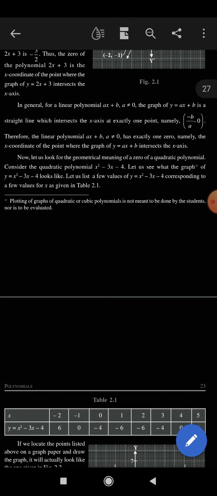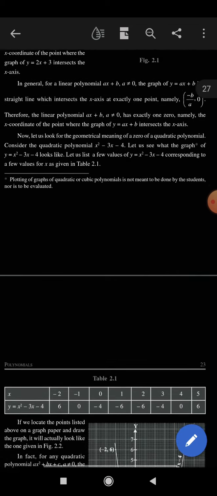In general, for a linear polynomial ax plus b, where a does not equal 0, the graph of y is equal to ax plus b is a straight line which intersects the x-axis at exactly one point, namely (-b/a, 0). Therefore, the linear polynomial ax plus b, a does not equal 0, has exactly one zero, namely the x coordinate of the point where the graph of y is equal to ax plus b intersects the x-axis.